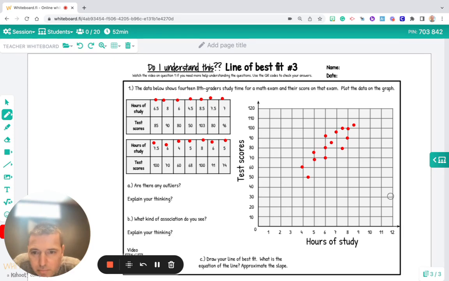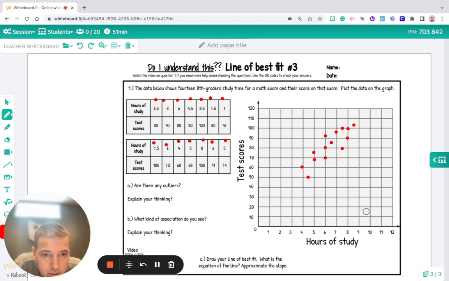Let's answer the questions. Are there any outliers? No, I don't see any outliers. I don't see any dots that are much different than the rest of the dots, right? All these dots are pretty clustered here, kind of in a group. And to me, it looks like they're kind of going up. So if I drew a straight line through these, a line that was going up, most of the dots would be really close to that line. We're actually going to draw that line in a second, but what kind of association do you see? I would say positive.